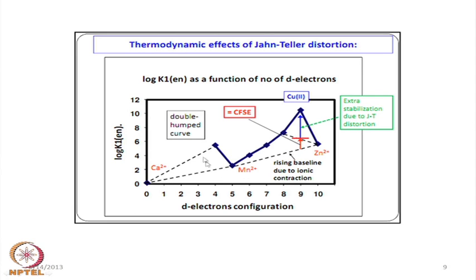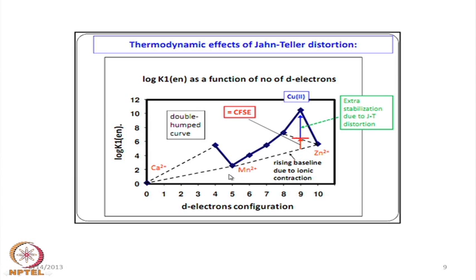Here, log K1 for en is a function of the number of d electrons. So, the binding constant for one ethylenediamine binding can be monitored depending upon the number of d electrons present. As we move from calcium to manganese to zinc, it is rising, and the rising baseline is due to ionic contraction, because more protons and electrons are there. Higher nuclear charge leads to ionic contraction and smaller size, and we can have higher values for these log K1 values.